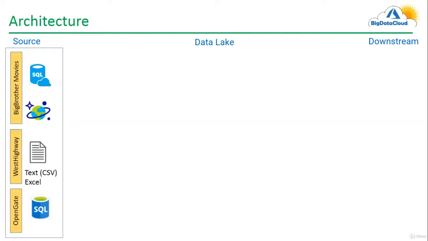Source, we already know: Big Brother movies, West Highway, and OpenGate data sources. Note here, Big Brother movies has Cosmos DB and SQL on Azure. It's a cloud SQL database. West Highway is text, CSV, and Excel files, and OpenGate is SQL on-premise.